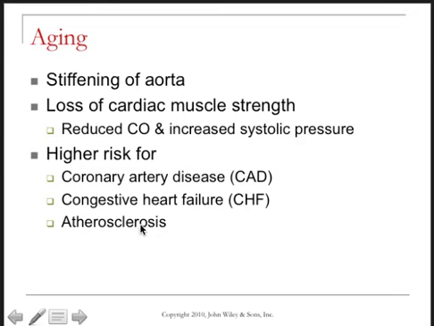Arteriosclerosis is one of the factors that can lead to coronary artery disease and also can lead to congestive heart failure because it increases peripheral resistance, increases the strain on the heart. It can also result in a condition known as cardiomyopathy, where the heart muscle can enlarge because it's having to do so much extra work. Okay, so all of these are negative effects resulting from aging on the heart and the cardiovascular system.